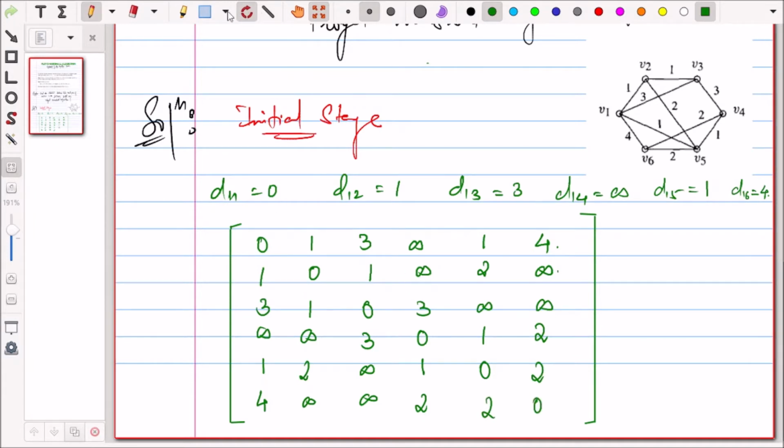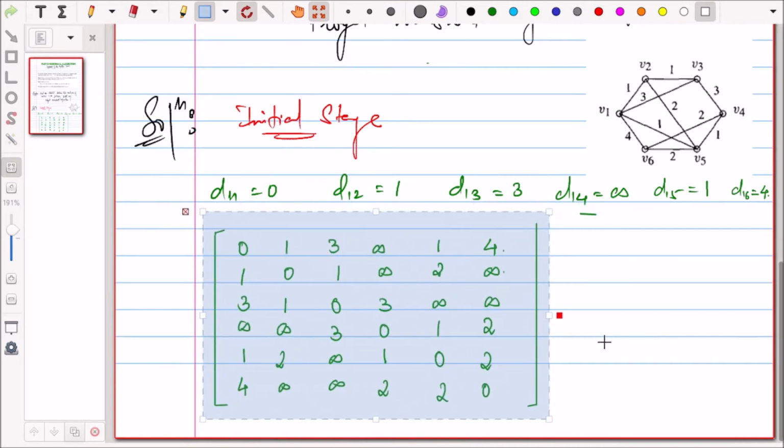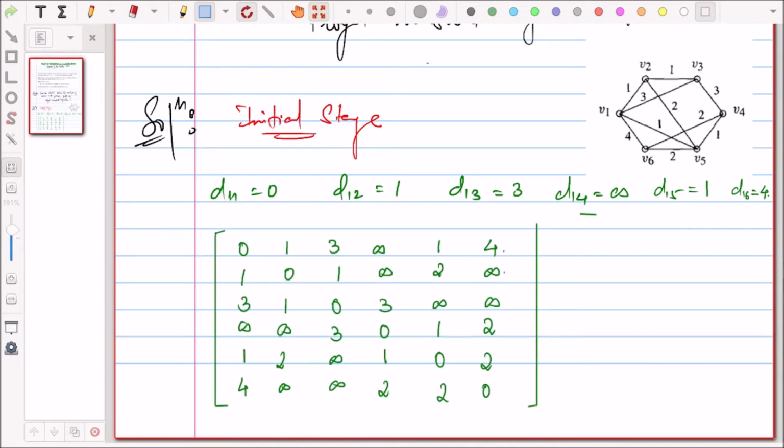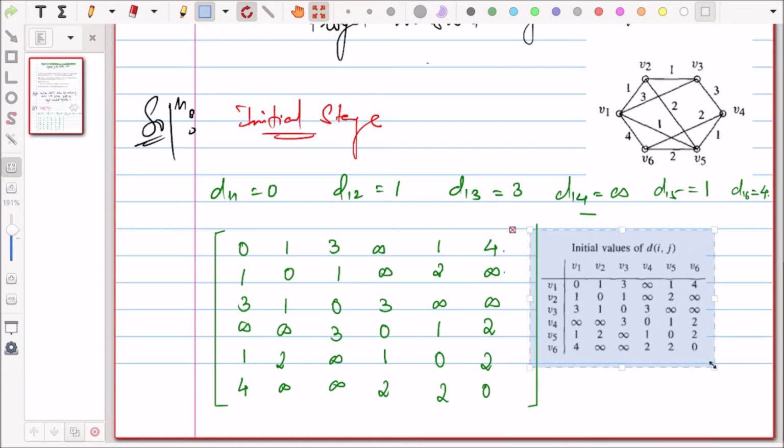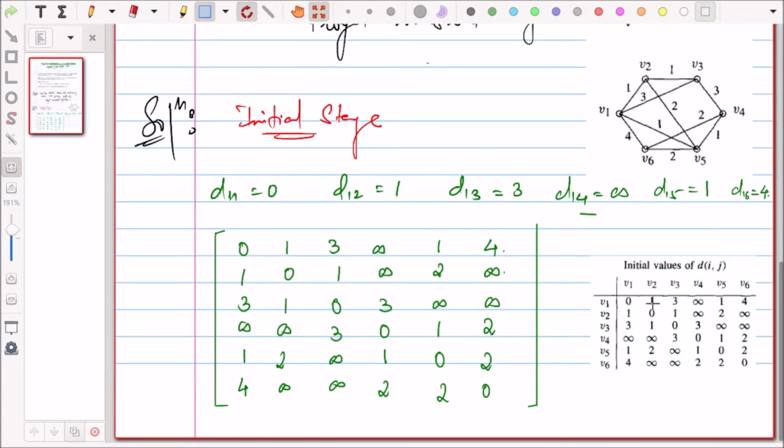ठीक है, इज इट फाइन? Yes, sir. ओके, let us match this with the given answer. So okay, so 0 1 3 infinity 1 4, 1 0 1 infinity 2 infinity, 3 1 0 3 infinity infinity infinity infinity 3 0 1 2, then 1 2 infinity 1 0 2, 4 infinity infinity 2 2 0. Fine.